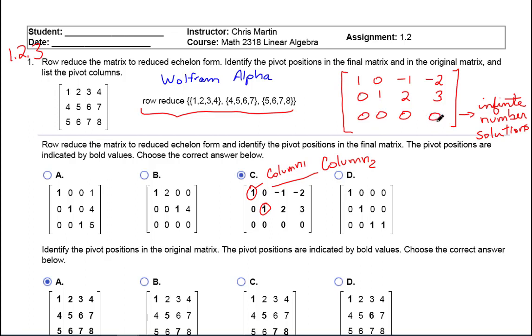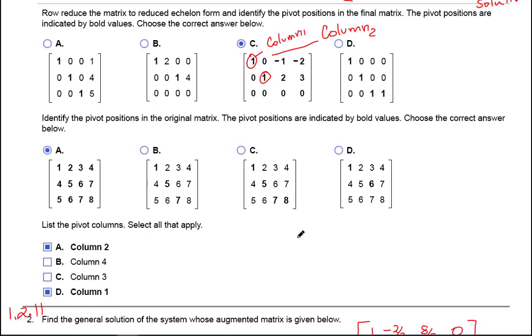Well, I see this situation. I do get an infinite number of solutions because I have this whole row of zeros. I see that x3 is a free variable, and x1 and x2 are writable in terms of that free variable. All right.